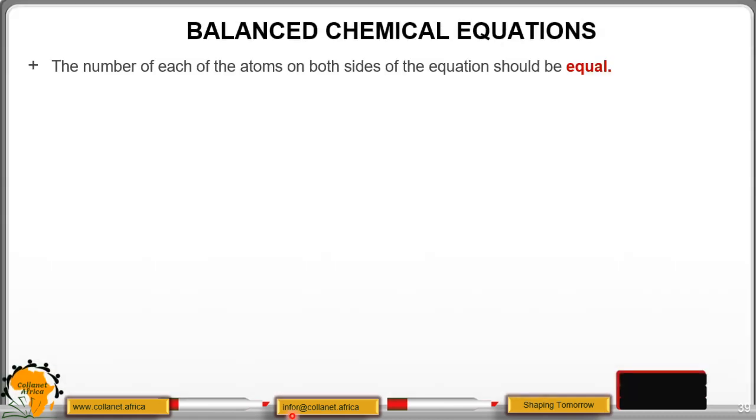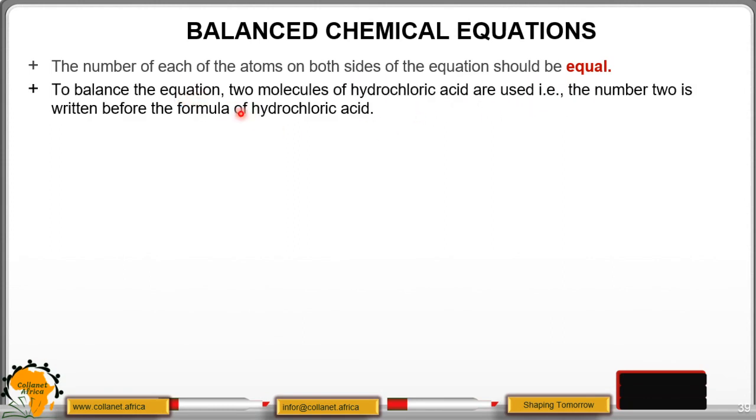Therefore, the number of each of the atoms on both sides of the equation should be equal. To balance the equation, 2 molecules of hydrochloric acid are used. The number 2 is written before the formula of hydrochloric acid. The balanced equation is zinc plus 2HCl. You put a 2 here to make the 2 chloride atoms, so that there will be 2 chlorine atoms and 2 hydrogen atoms to balance.